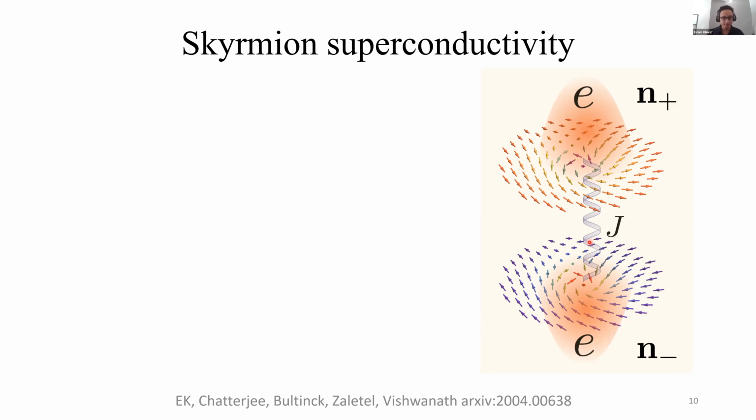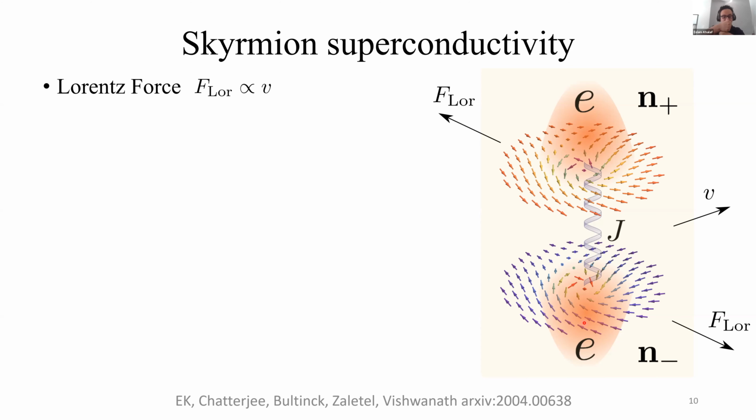Let's see what happens when this object starts to move. When this object moves with a certain velocity, these two objects have the same charge, but they experience opposite magnetic field. So they would experience opposite Lorentz force that would tend to pull them apart. On the other hand, there's this spring force that likes to bring them back together. Combining these two gives us an optimal separation for a moving skyrmion anti-skyrmion pair.